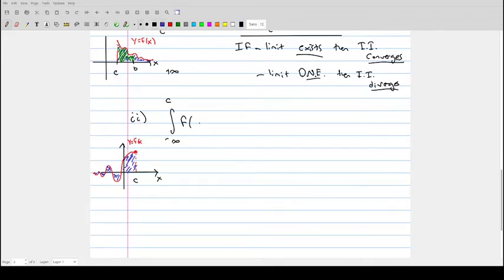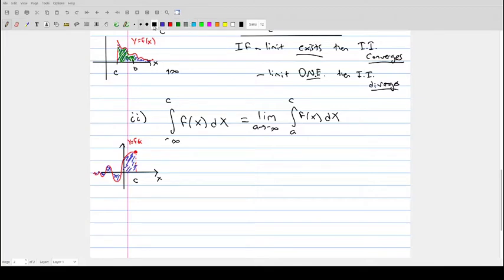So we say this is the improper integral of the function f of x from negative infinity to c, or all the way out as x goes to negative infinity up to including c. We define this in a very similar way. We say it's defined as the limit as a goes to negative infinity of the integral from a to c of f of x.